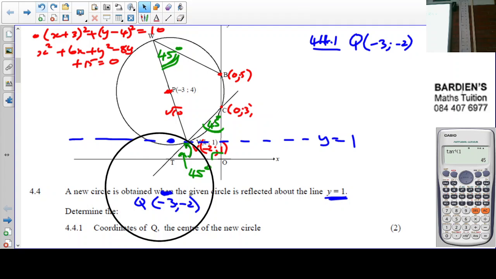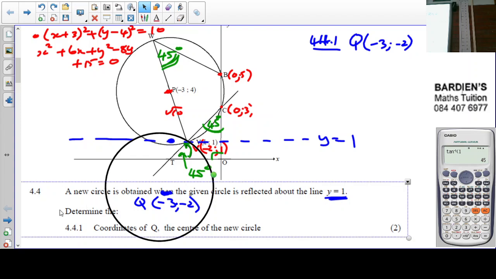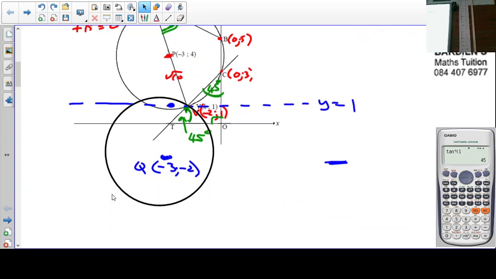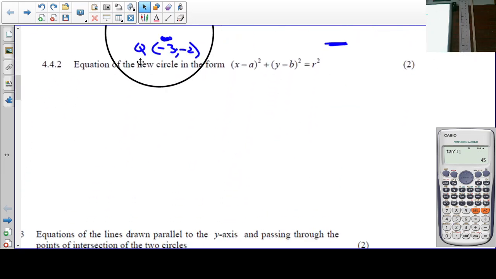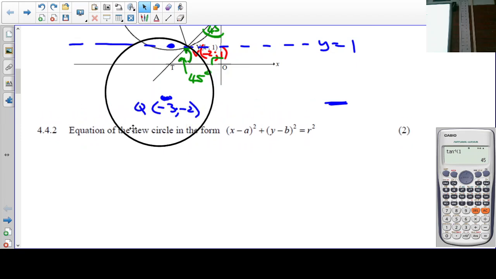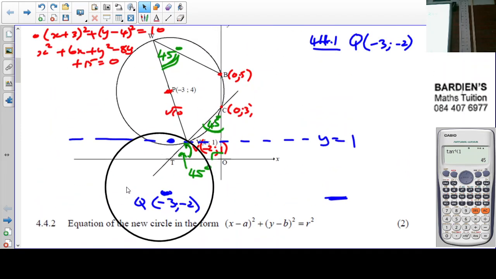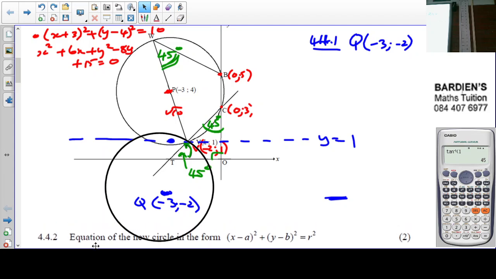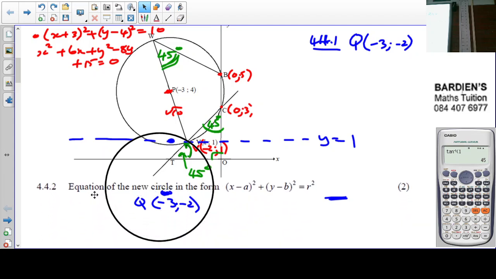Then the next question. Right, so we got that. Let's delete. So it's 4.2.2's question. In 4.2.2 they ask you the equation of the circle in that form. So which circle are they referring to? Q. This equation with Q as the center of the circle. Would the radius have changed? Why not?